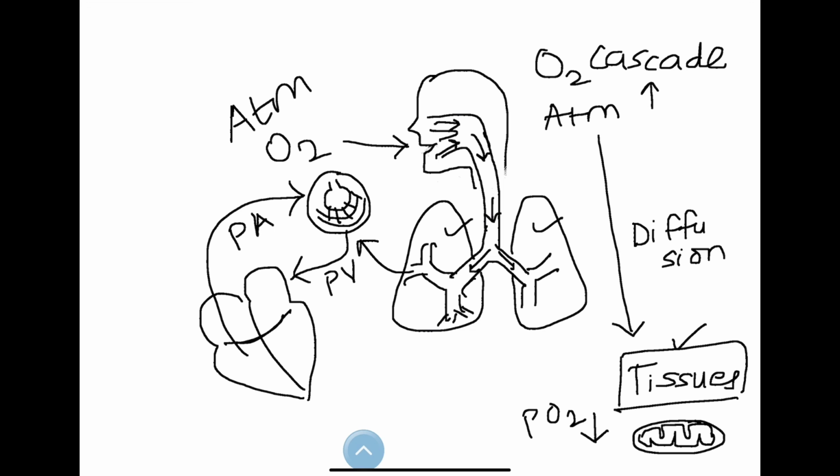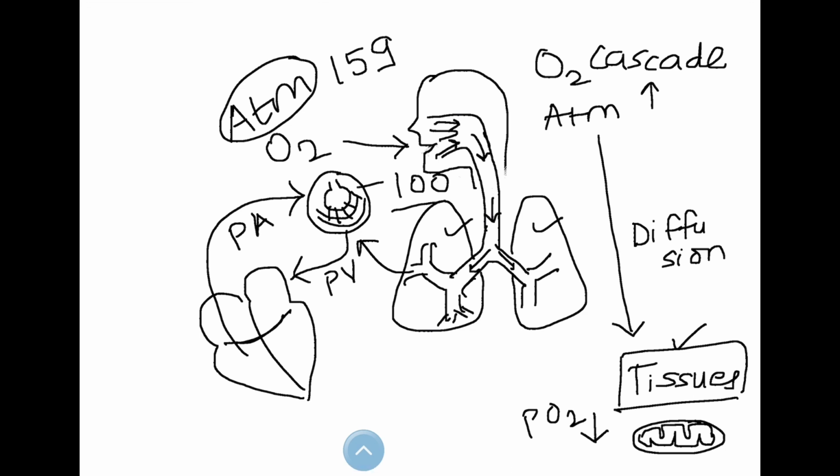The partial pressure of oxygen in the atmospheric air is around 159 mm of mercury. In the alveolar air, the air mixes with water vapor in the lungs, slightly decreasing the partial pressure of oxygen in the alveoli, typically to around 100 mm of mercury. Then oxygen diffuses across the alveolar membrane into the blood, reaching a partial pressure of oxygen in the arterial blood of around 95 mm of mercury.